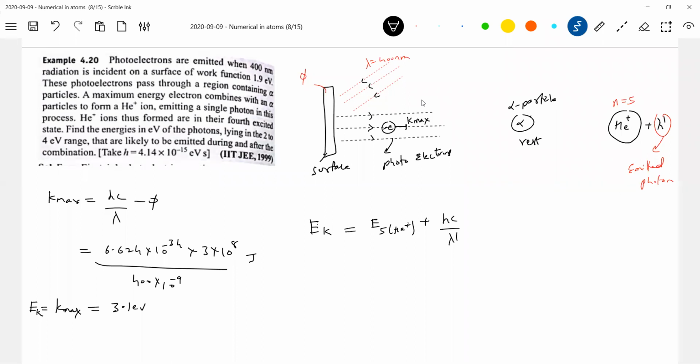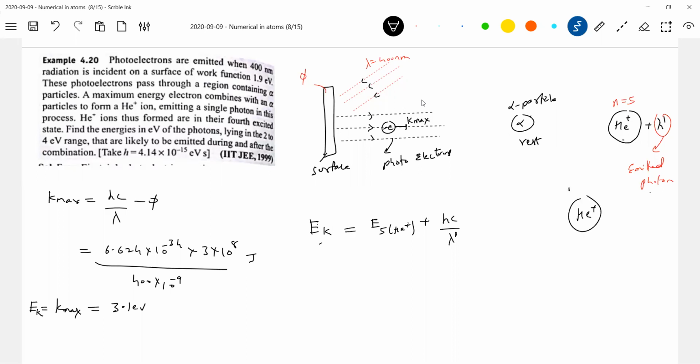Okay, do we know EK? Yes, we know this one. So we'll get the h, and from that we'll get this lambda dash. Find the energies of photons lying in the 2 to 4 eV range that are likely to be emitted during and after the combination. During means when the helium atom is being formed, a photon will be emitted, and it is n equal to fifth state, again to come to the ground state.